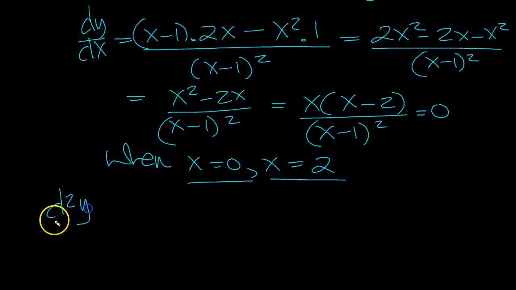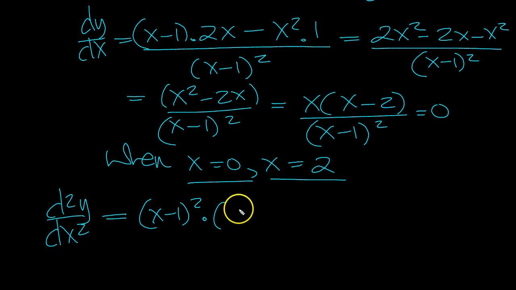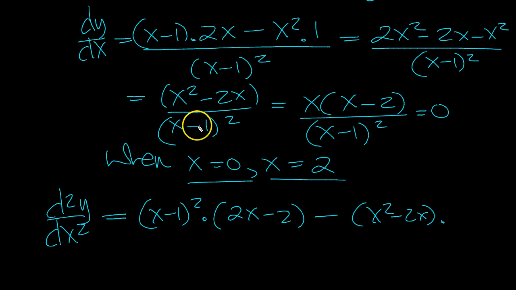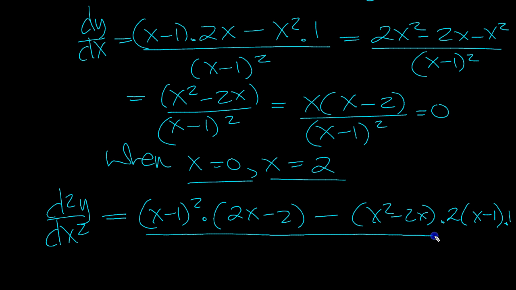So d2y by dx squared is v times du, so this is u, so it'd be 2x minus 2, that's du, isn't it? V du minus u times dv, this is something squared, so it's 2 times the something, multiplied by what the something differentiates to is 1, all over v squared, so that's that thing, object squared.